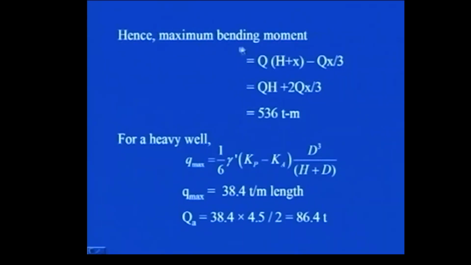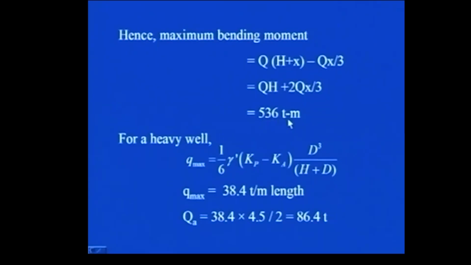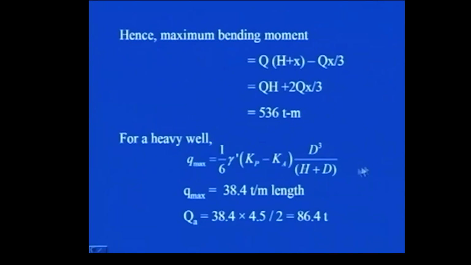So, the maximum bending moment you can obtain using this particular expression, that is QH plus 2QX upon 3, and this will result in 536 ton meter. So, this was the case when you have assumed the well to be a light well. In case it is a heavy well, then I gave you the expression for that.